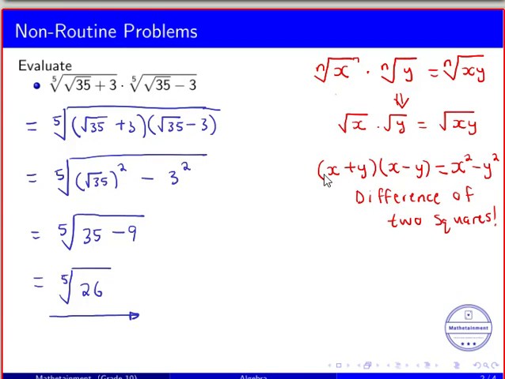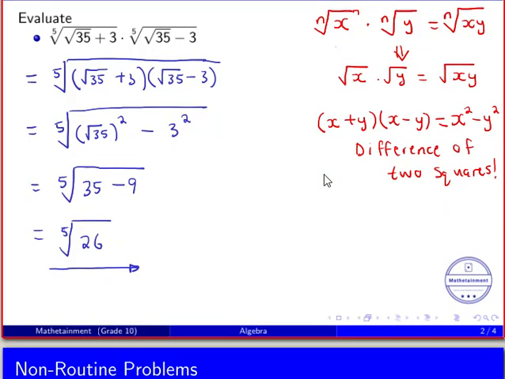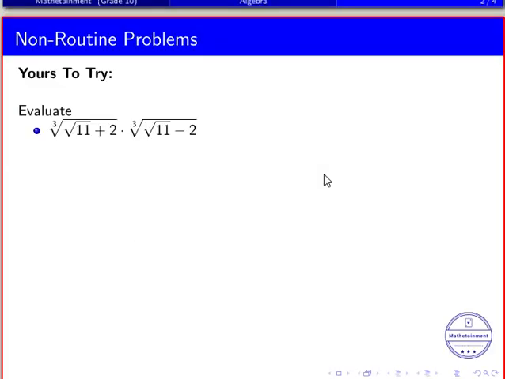In order for me to check if you understood what I was saying, I'm not leaving you guys alone, but I'm leaving you with your problem to try. You are required to try this problem and evaluate. You have a cube root, and underneath the cube root, you have a square root of 11 plus 2, multiplied by another cube root. Underneath this cube root, you have a square root of 11 minus 2. So please satisfy yourself if you can find an answer to this, if you can simplify this sufficiently. Remember, do not use a calculator.